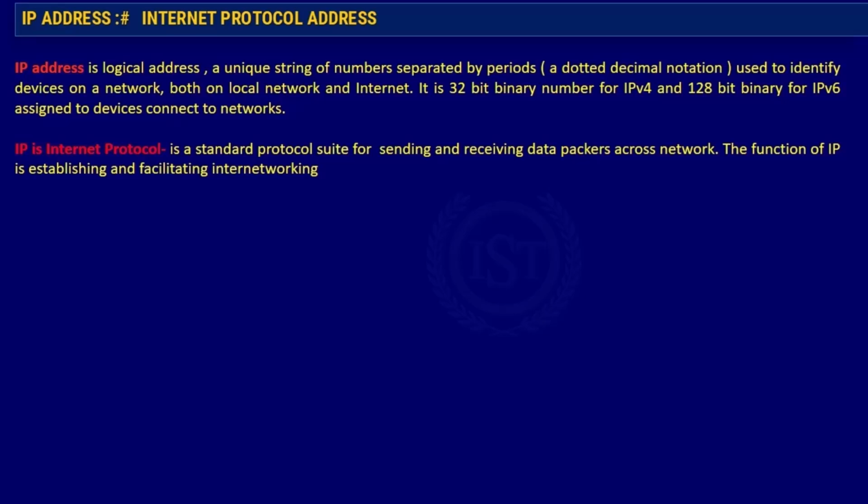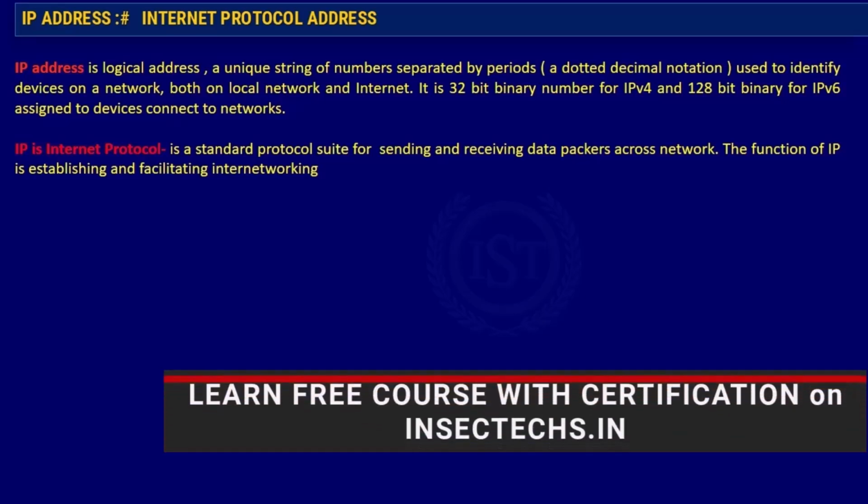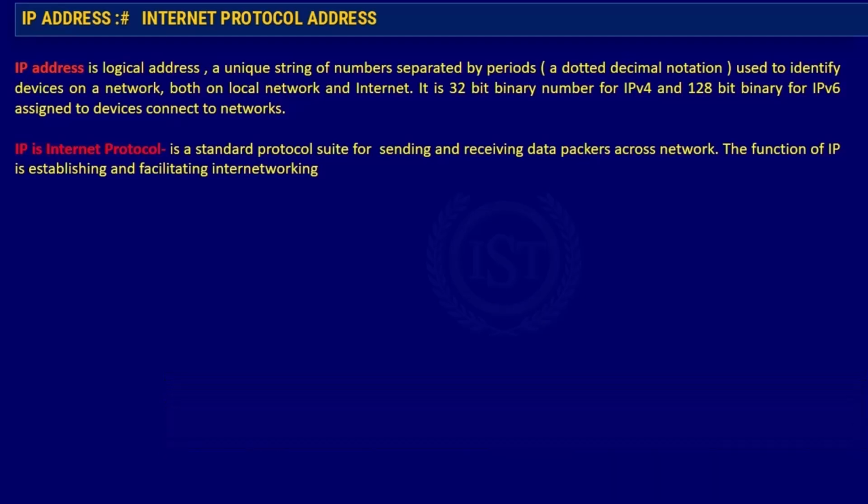What is a protocol? Protocol means set of rules. So Internet Protocol is a standard protocol suite for sending and receiving data across IP networks. Basically, the function of IP addresses is to establish and facilitate internetworking.